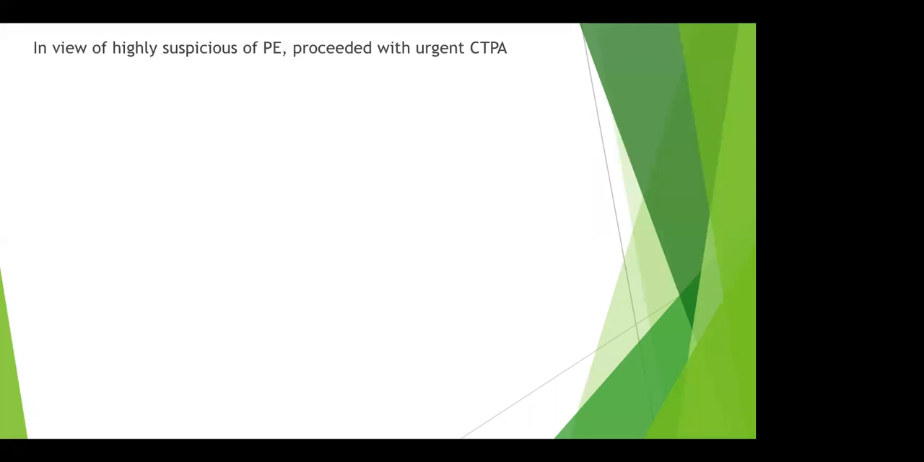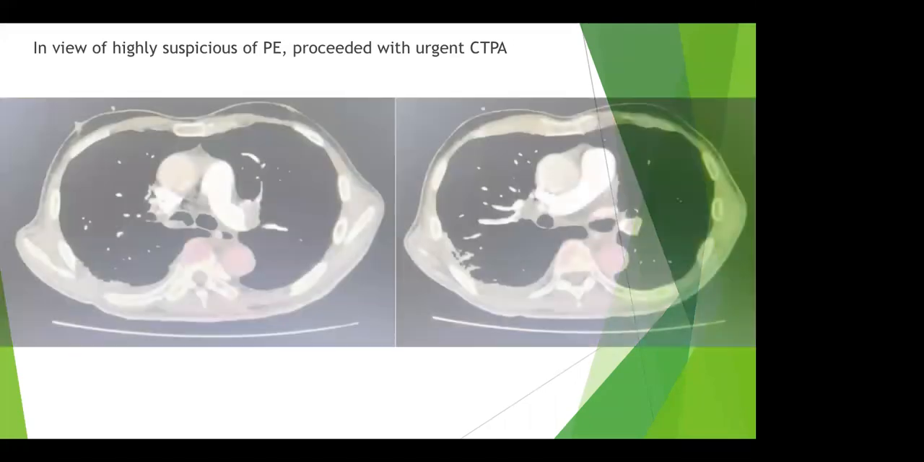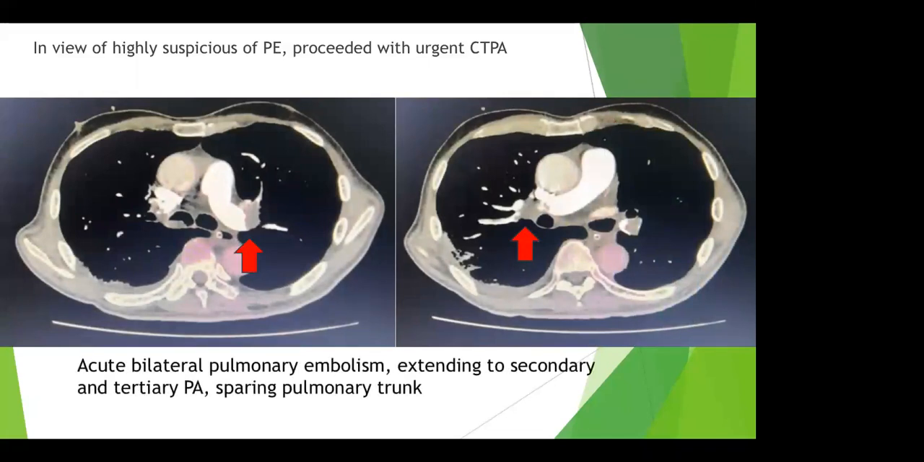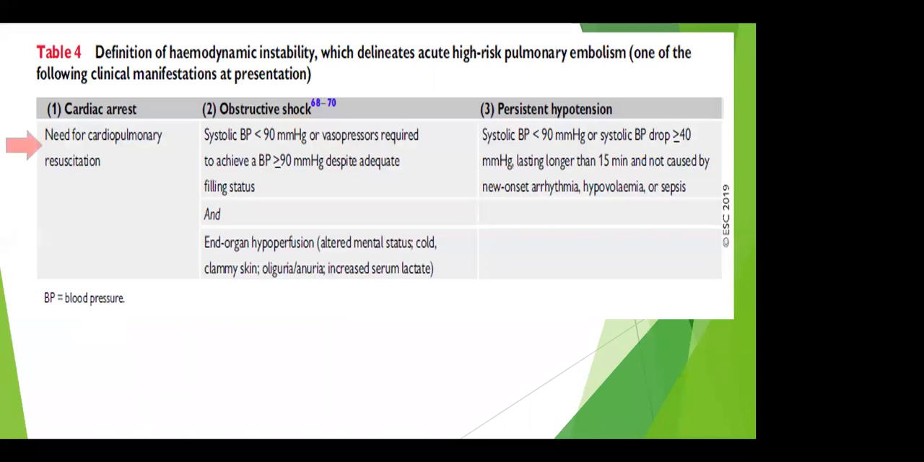In view of the presentation, highly suspicious of PE with a dilated right heart, we proceeded with urgent CTPA, which showed acute bilateral pulmonary embolism extending to the secondary and tertiary pulmonary arteries, but sparing the pulmonary trunk, basically a bilateral massive PE. According to the ESC 2019 guideline, it fulfills the criteria for a high-risk PE, where the patient has a cardiac arrest on presentation.